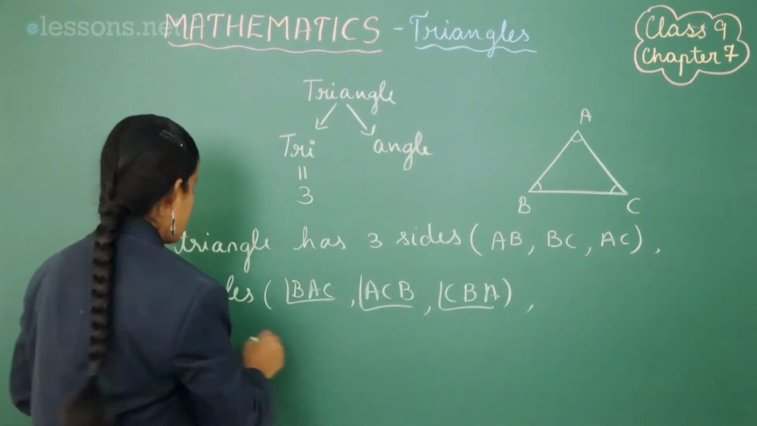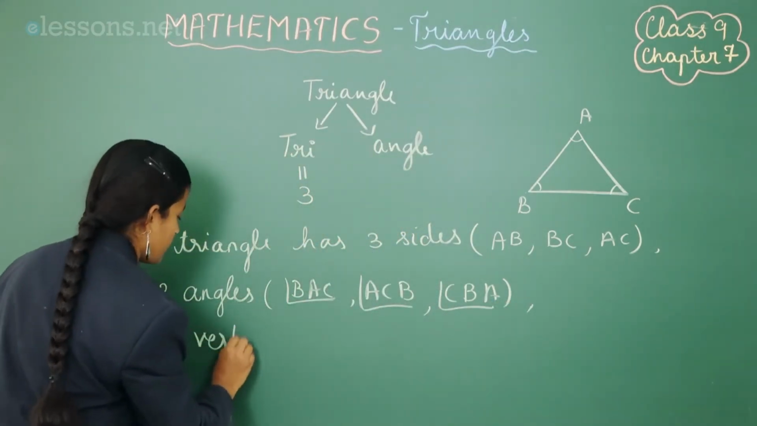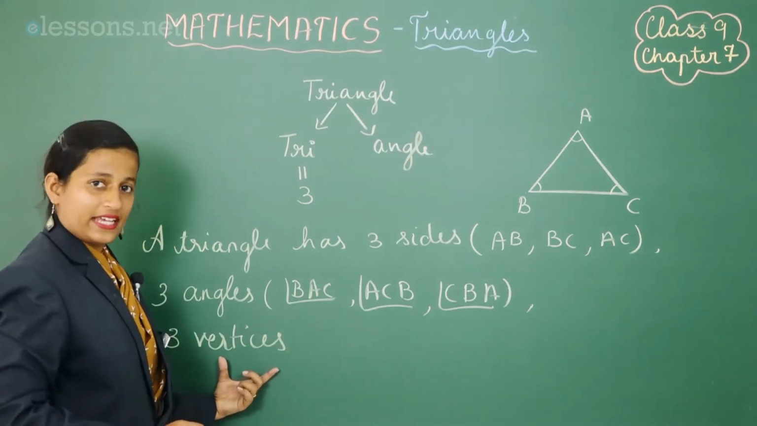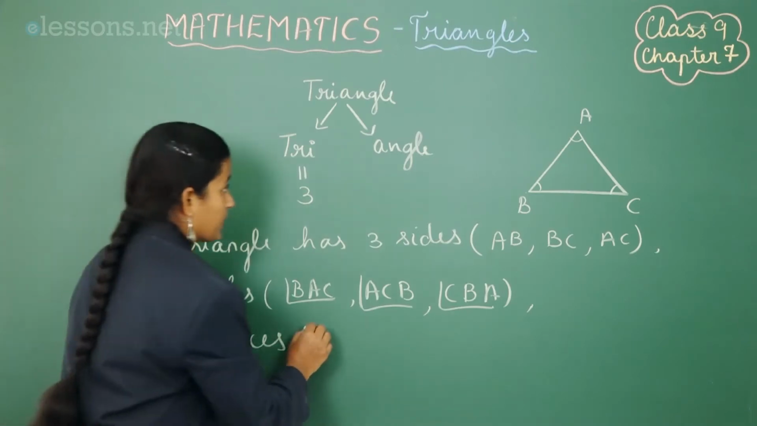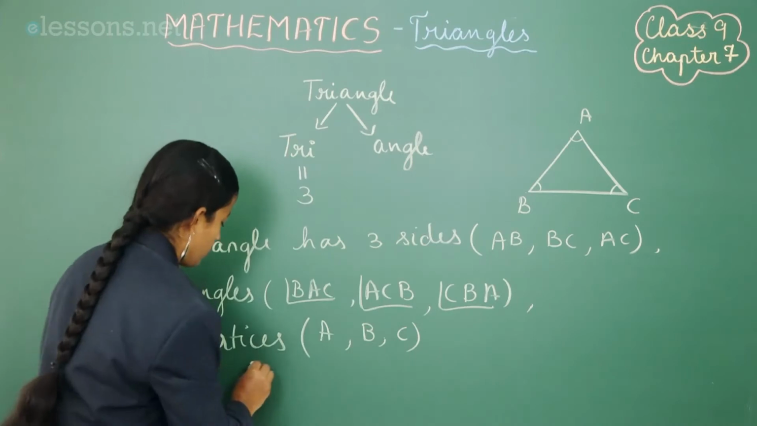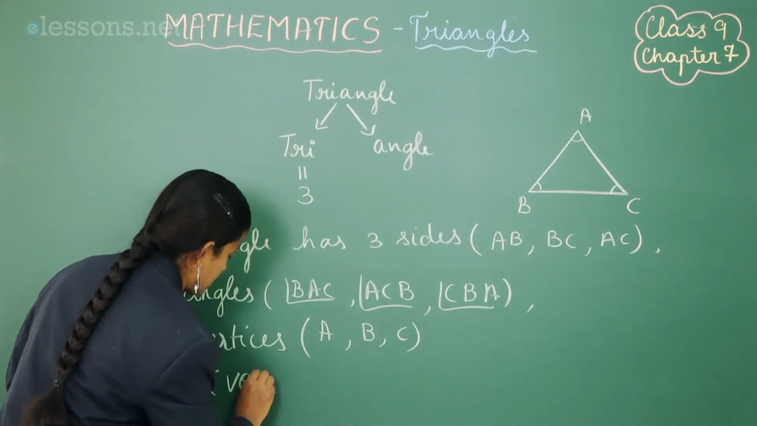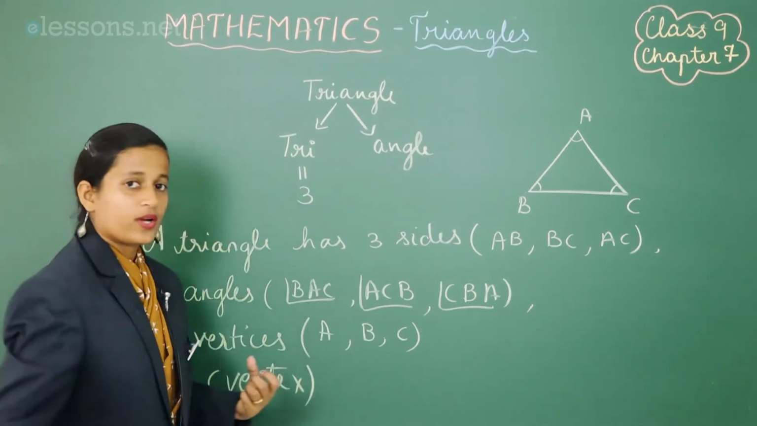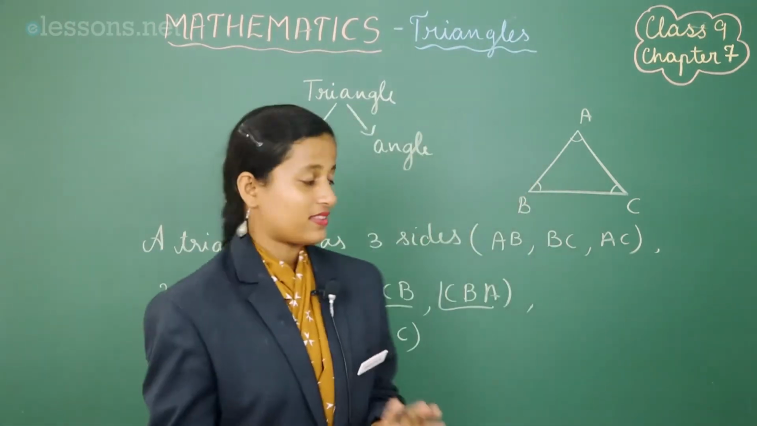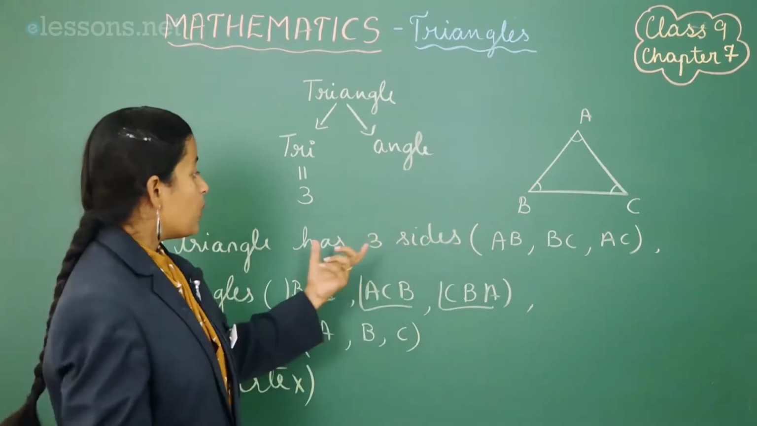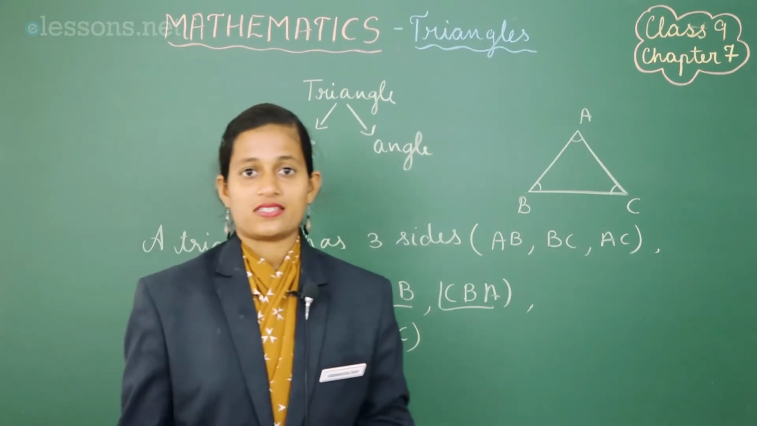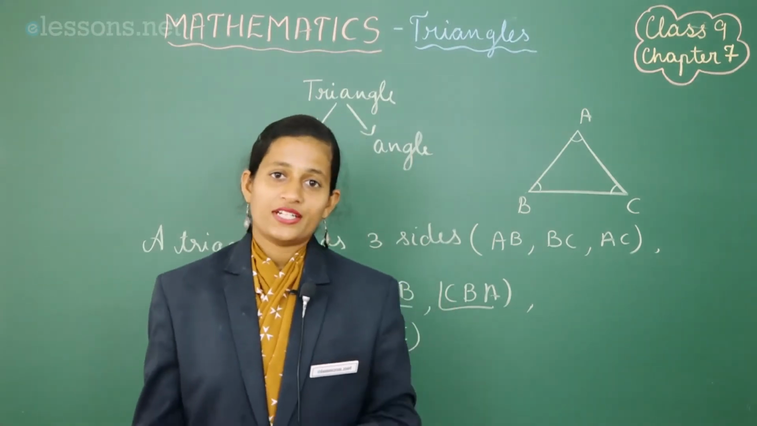Also it has 3 vertices. The word vertices is the plural of vertex. Which are the vertices? A, B and C. The singular form of vertices is vertex. So a triangle is nothing but a figure which has 3 sides, 3 angles and 3 vertices. So let us study more about triangles.